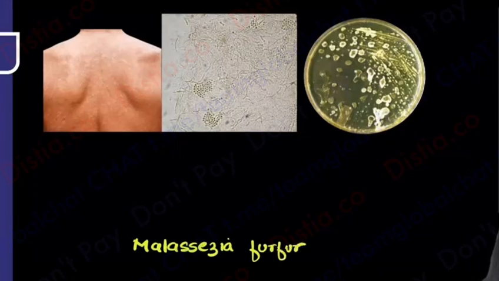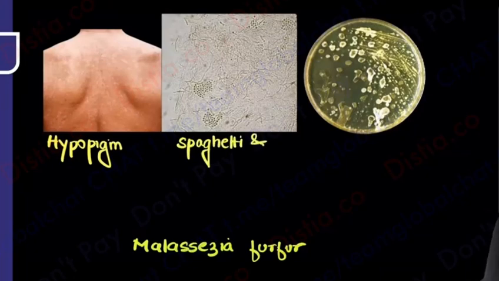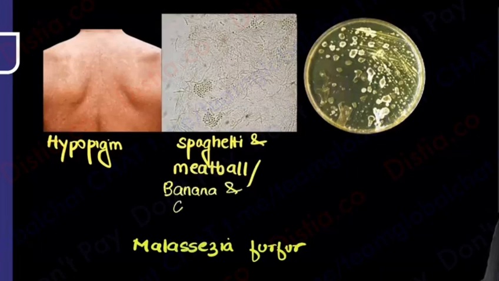What do you need to know? Point number 1, what kind of lesions? We have the very famous hypopigmented lesions. Next, what are you going to see under the microscope? We'll see the, again, very famous, lot of food items coming. So spaghetti and meatball appearance. And if we are vegetarian, then we call it the banana and grapes appearance.